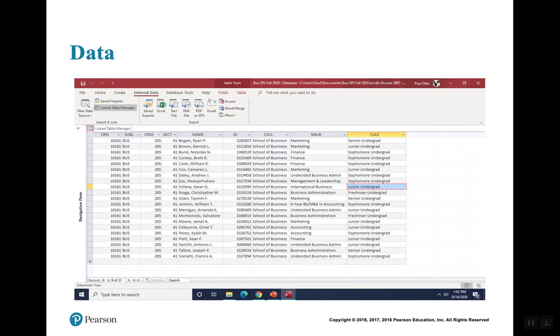Here's an example of what we would say is data. It's actually an Access database, specifically. This is a collection of data in a table in a database. We see things like the subject, the course number, the section number, the CRN, which I guess is the overall number, the name of the student, the student ID, the college they're in, their major, and what year they're in.